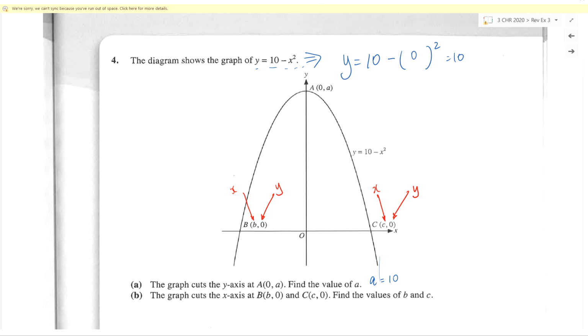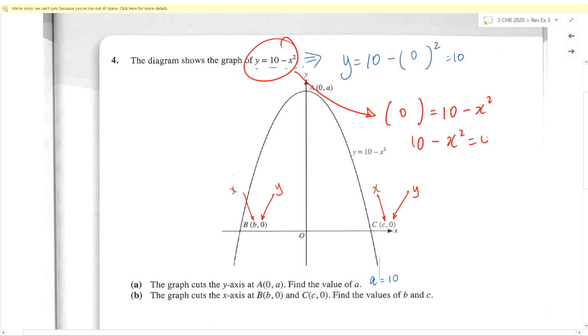So we're going to substitute y with something else. We're going to change all the y to become 0. So from the same equation, because I want to substitute y, I put a bracket equals to 10 minus x squared. I want to change all the y to something else, and in this case, they want it to be equal to 0. So 10 minus x squared equals to 0.